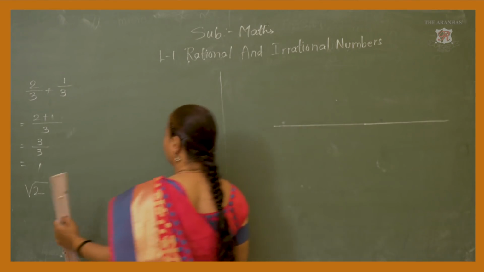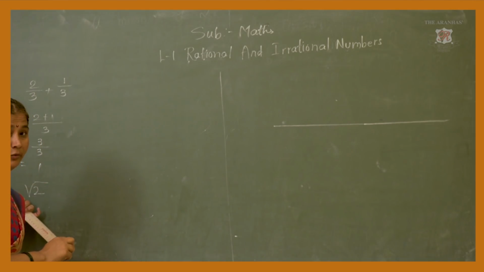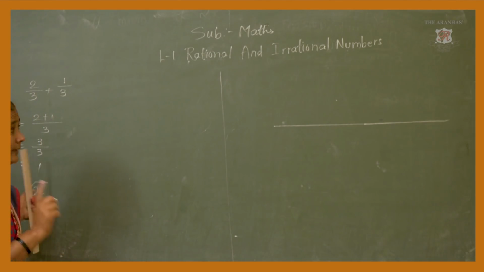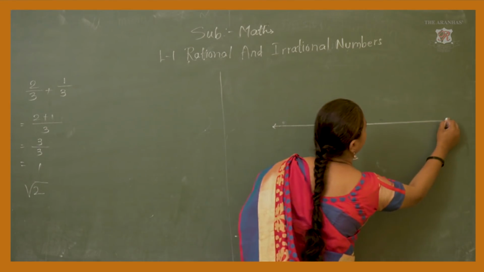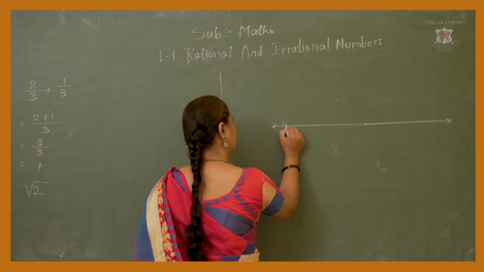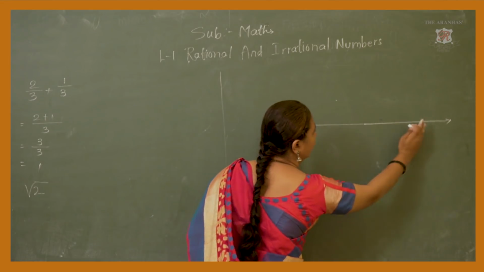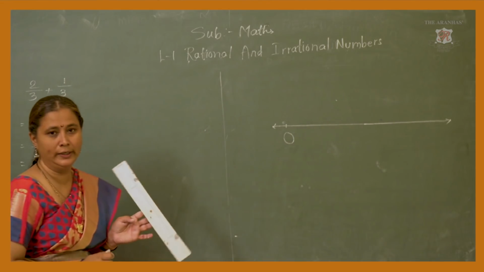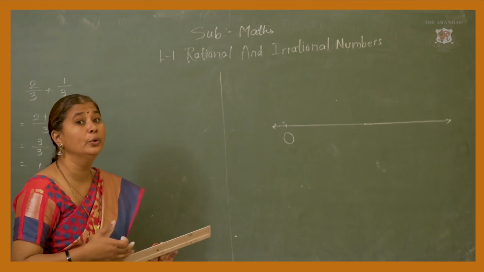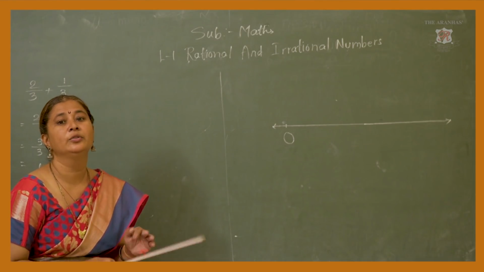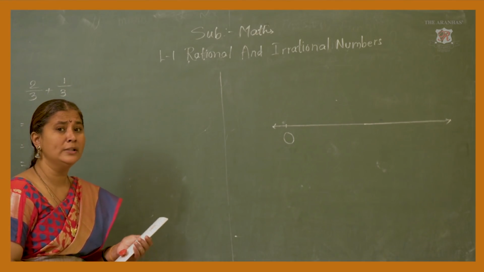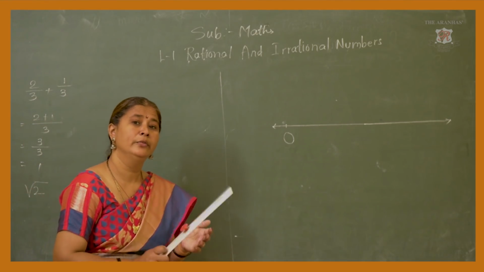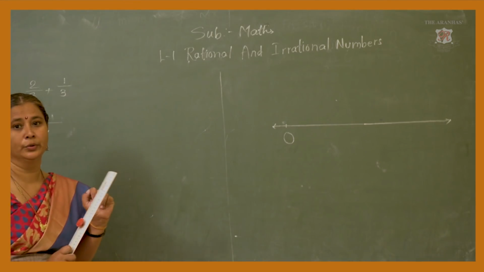Because we want root 2, isn't it? We want root 2, understand that. Okay. Now, on the number line we know that we have to take 0 and then we write the numbers ahead. Okay. To get root 2 on a number line, we have to use the Pythagoras theorem. Okay. Using the Pythagoras theorem, we have to find root 2.